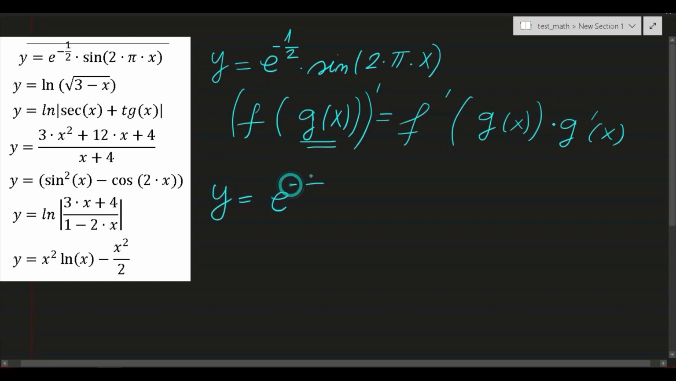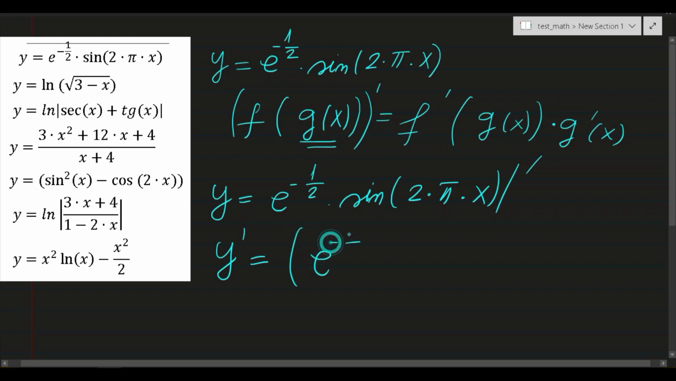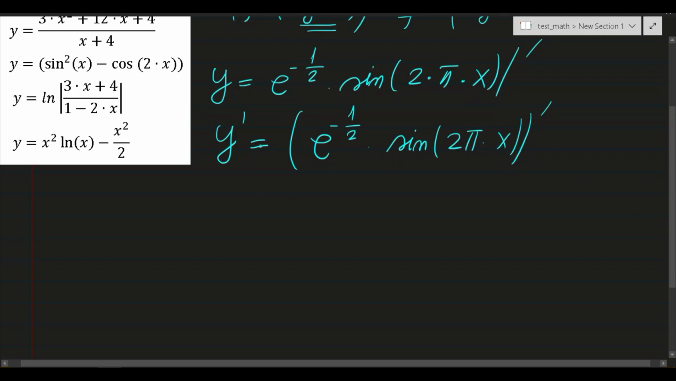We have sine of 2 multiplied by pi x, and we are going to derive. We have e to the power of sine. Here the e has the value 2.71. This is a number, this is the constant. It will go outside of the sine function.